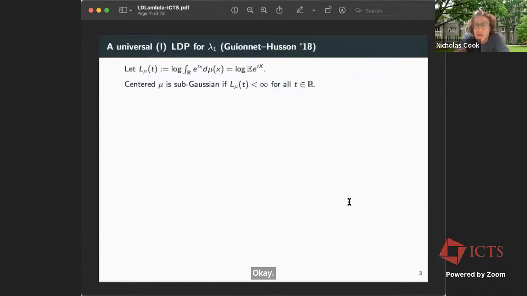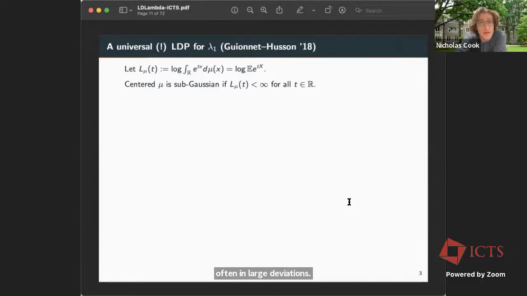All right. So a few years ago, this last result was extended to get a kind of universality result by Guionet and Husson. And it's really surprising, you don't see universality so often in large deviations theory.